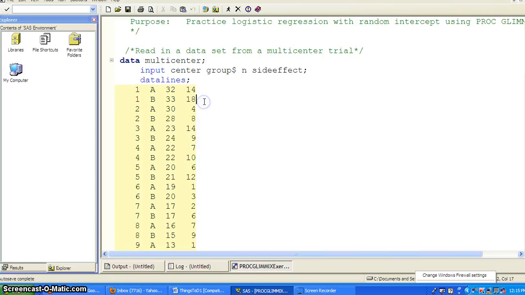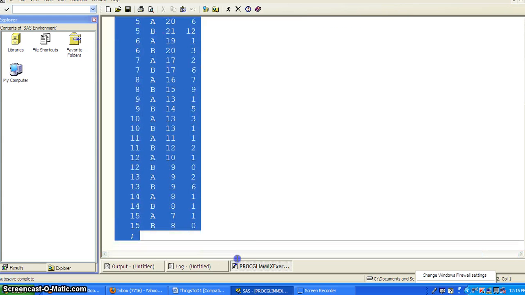So you do have the same patient from the same center. So you may have a center effect, a clustering effect. We want to take that into account when we do modeling. So first, let me just read in the data set here.